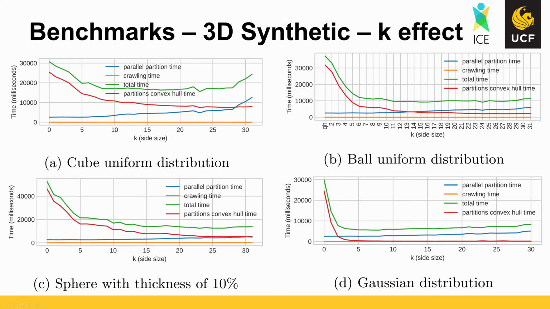You can see the effect of K for these 3D synthetic data. As you can see, increasing K will increase the performance, but in the case of the cube uniform distribution, increasing the K will increase the performance, but increasing it toward 30 will actually decrease the performance.